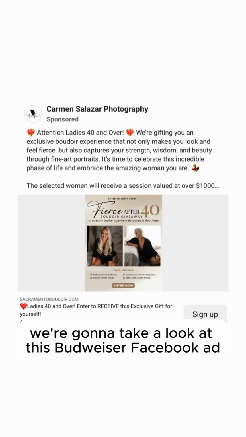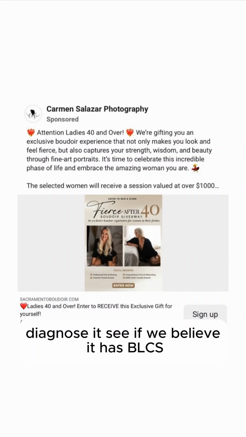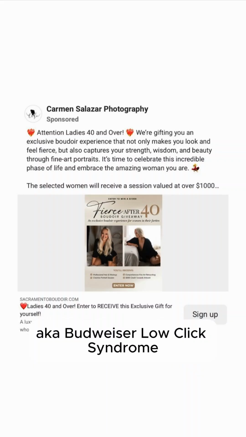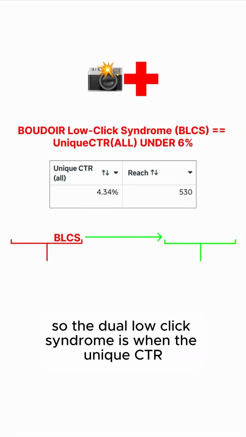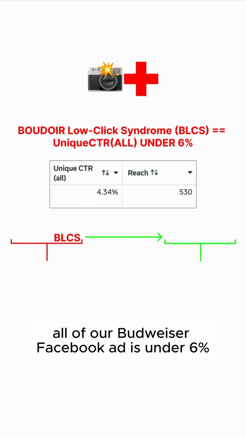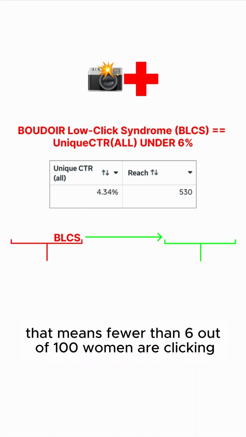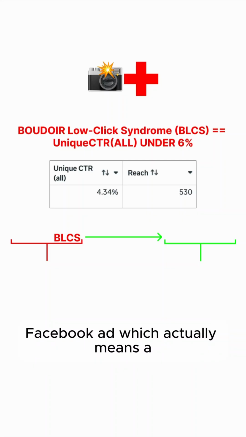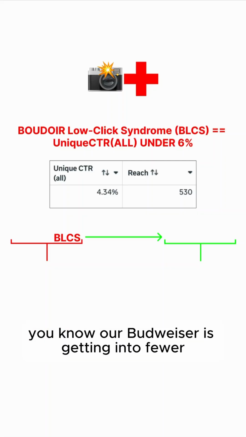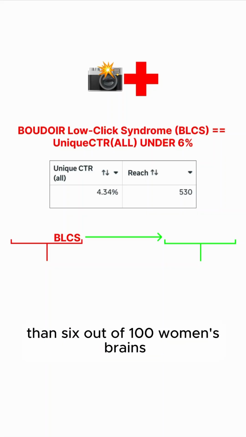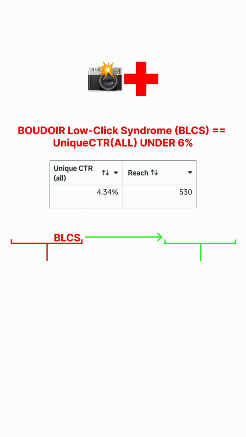All right, y'all, we're going to take a look at this Boudoir Facebook ad, diagnose it, see if we believe it has BLCS, aka Boudoir low click syndrome. Boudoir low click syndrome is when the unique CTR of our Boudoir Facebook ad is under 6%. That means fewer than 6 out of 100 women are clicking somewhere on our Boudoir Facebook ad, which actually means our Boudoir Facebook ad is getting into fewer than 6 out of 100 women's brains.